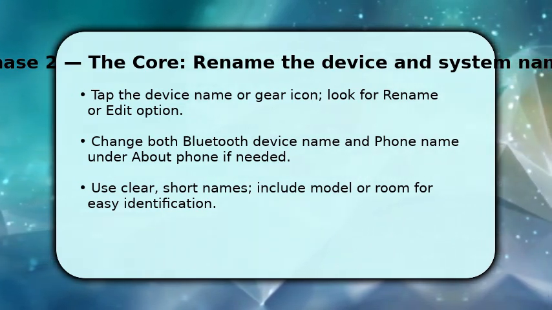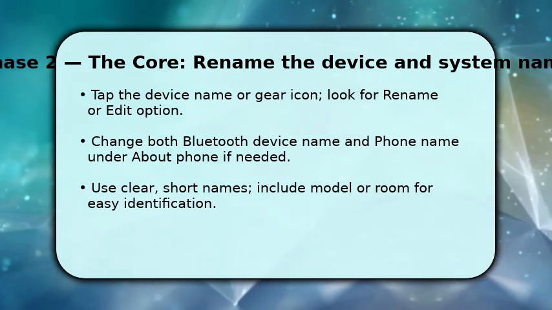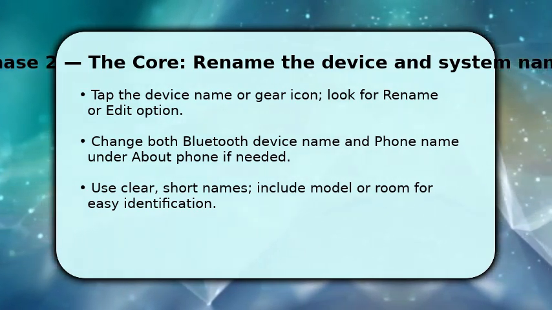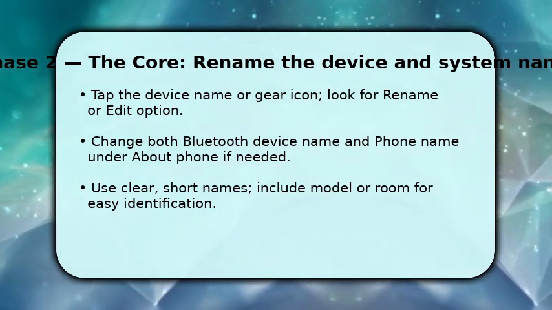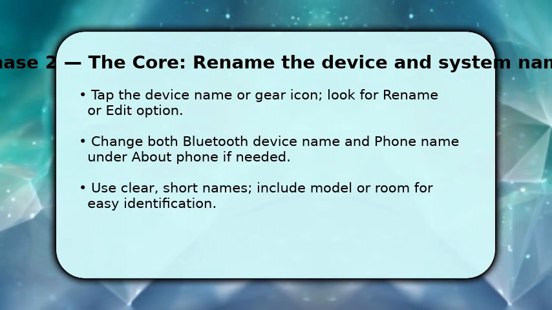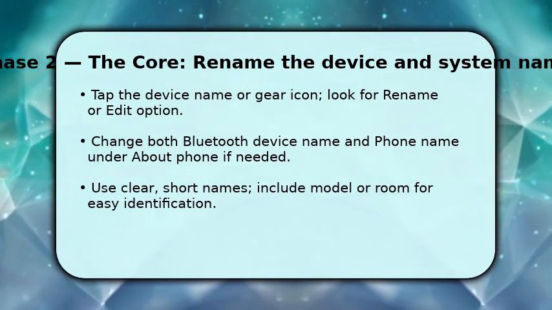Then, make sure the system name matches by going to Settings, About Phone, Edit Name. Some Samsung skins sync both names. Save changes and exit. This ensures other devices see the updated identifier, and it prevents confusion when multiple devices are nearby.